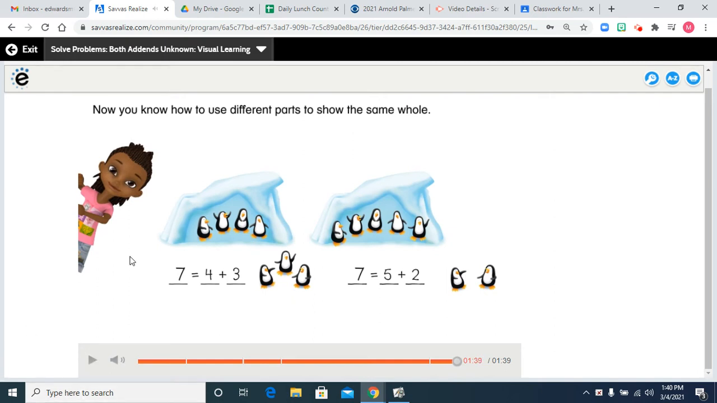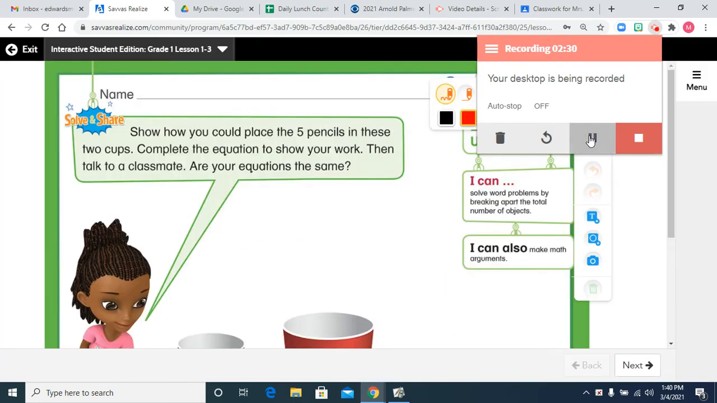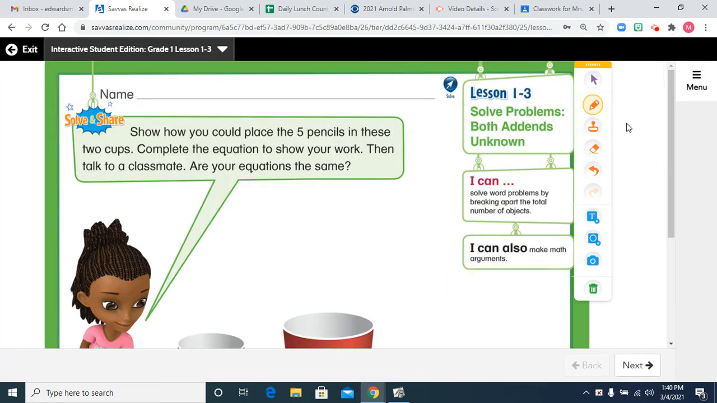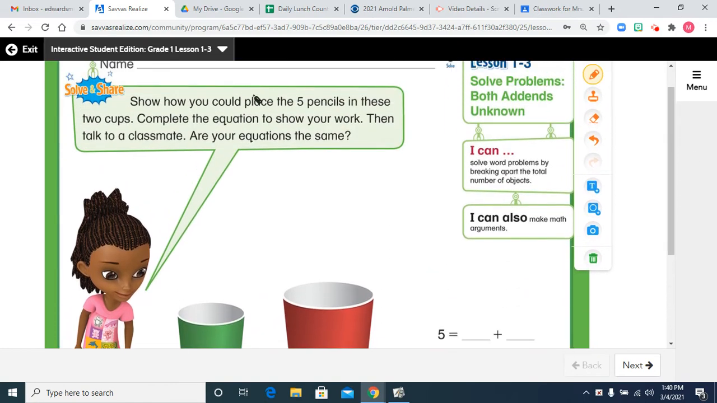Okay, you need to get into your math workbook, volume 1, and you need to turn to page 21. If you're on page 21, it should look like this. Let's read the directions to figure out what we have to do. It says, show how you could place the 5 pencils in these 2 cups. Complete the equation to show your work, then talk to a classmate. Are your equations the same?